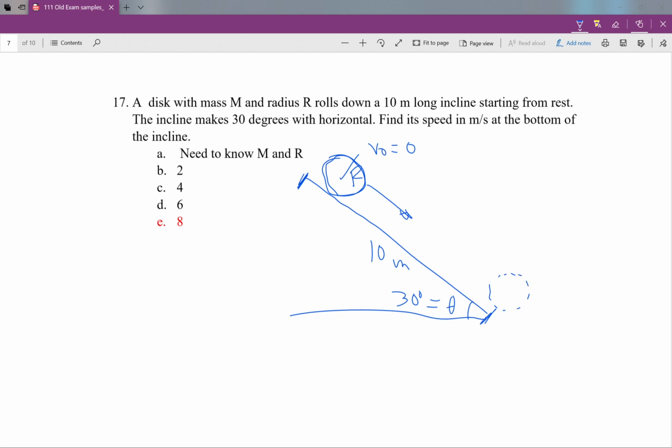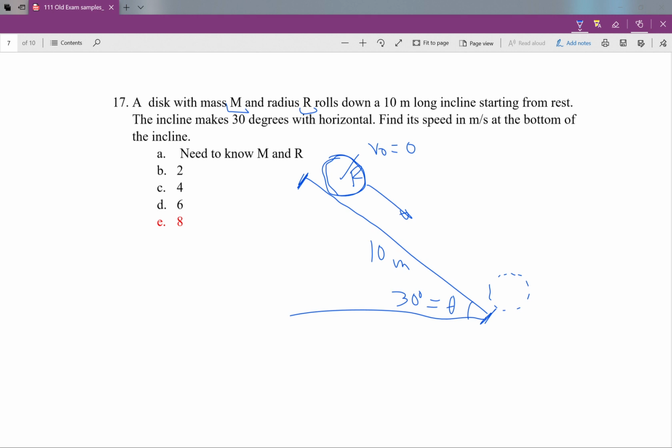Now, here's the thing. There is a reason why they don't really give us the values for m and r. We don't really need them. Now, we have to assume that the disk is rolling down the incline without slipping, because otherwise there will be an issue there. And we're trying to use the easiest method to solve this problem, because in the test you don't want to get stuck on a problem for too long.